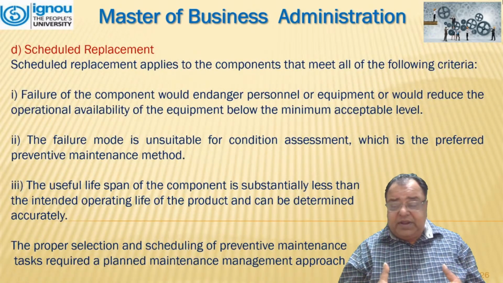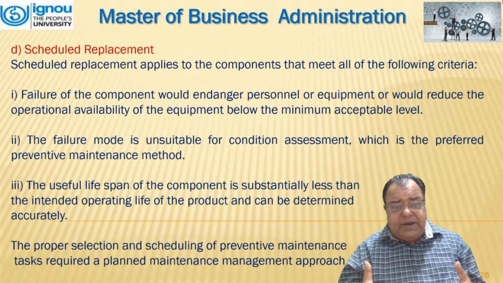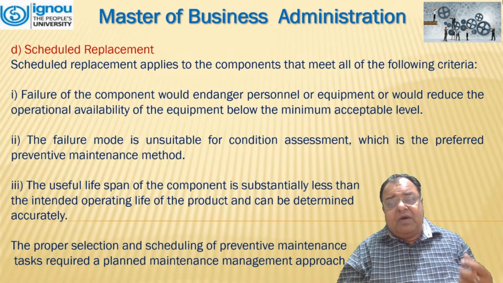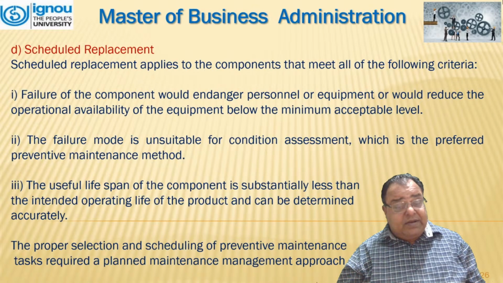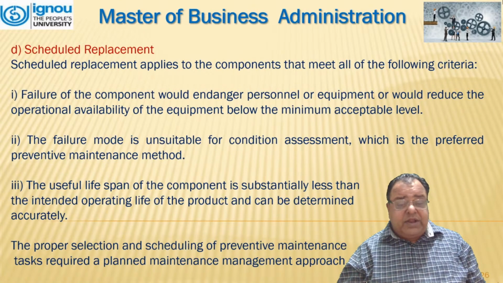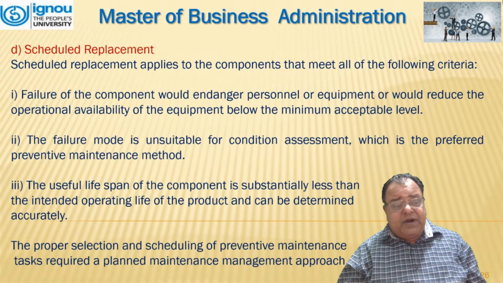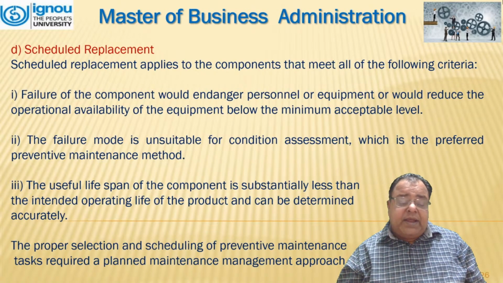Fourth one is scheduled replacement. Scheduled replacement applies to the components that meet all of the following criteria. First, failure of the component would endanger personnel or equipment or would reduce the operational availability of the equipment below the minimum acceptable level. Second, the failure mode is unsuitable for condition assessment, which is the preferred preventive maintenance method. The third one is the useful lifespan of the component is substantially less than the intended operating life of the product and can be determined accurately.